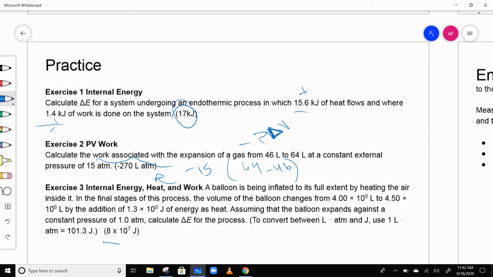Okay, and this is the answer to this one. I'm not even going to do this one, because you have to convert a bunch of things. I don't feel like converting it. Do it and check your answer. That should be the answer right there.